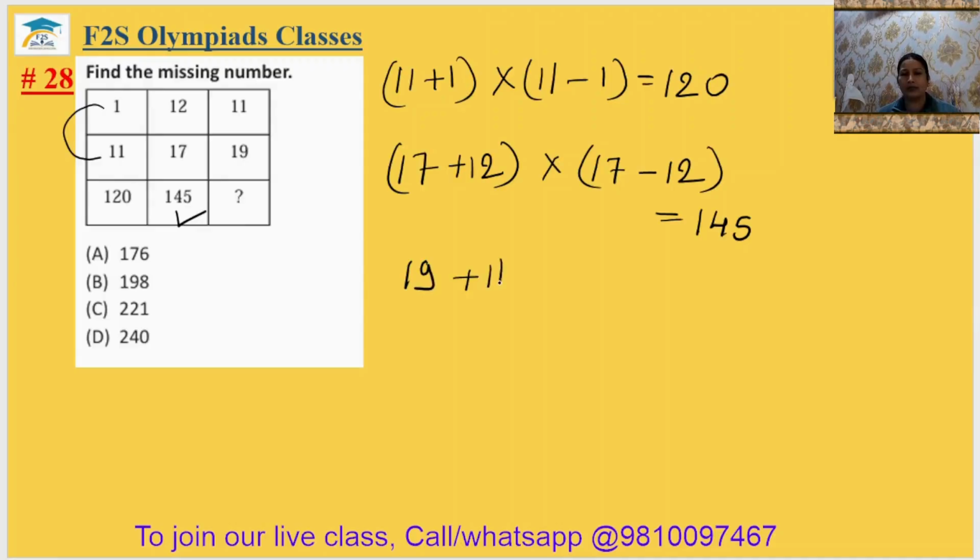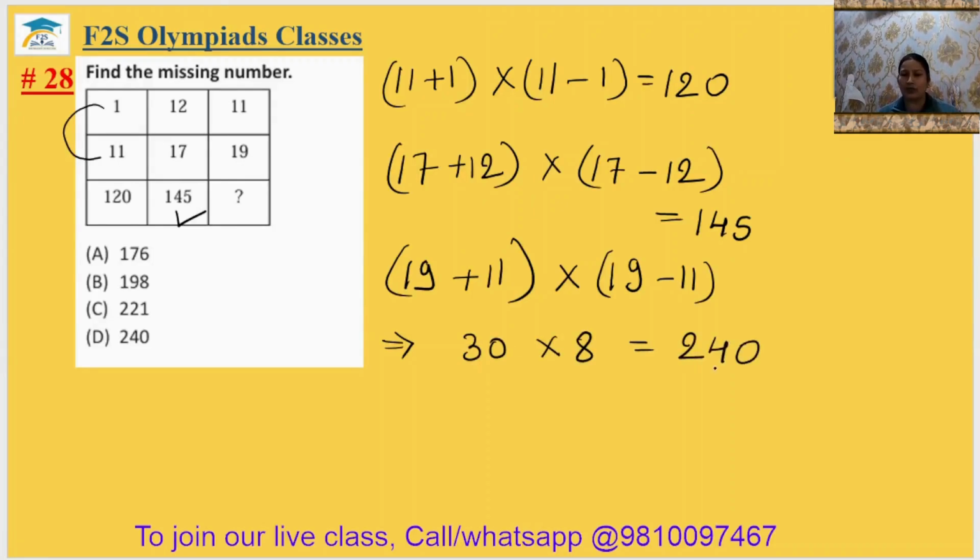19 plus 11 multiplied by 19 minus 11. So that is your 19 plus 11, 30, multiplied by 8. So this is your 240. It is available in option D. So the 28th answer will be option D.